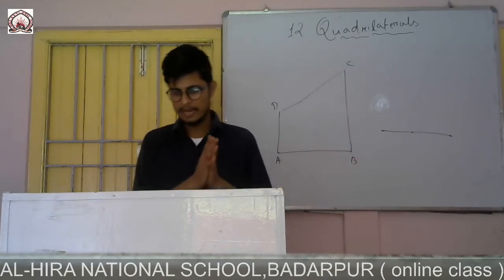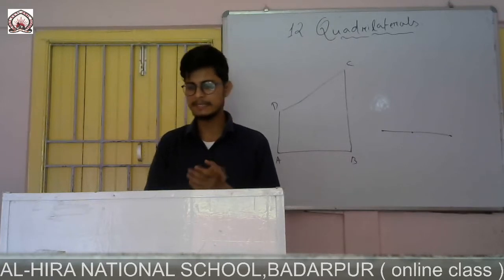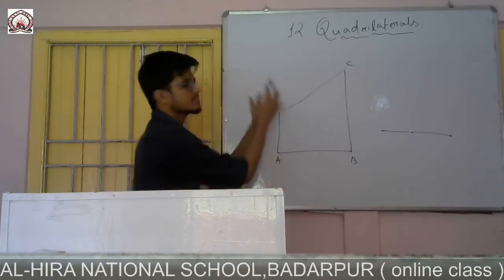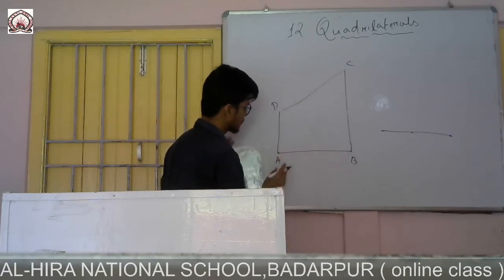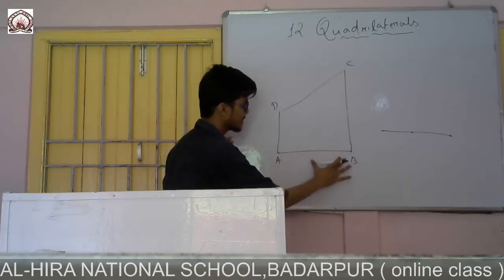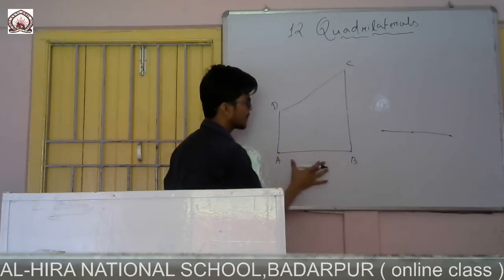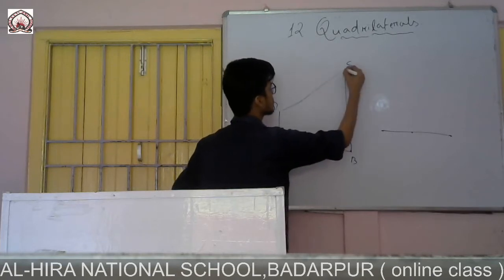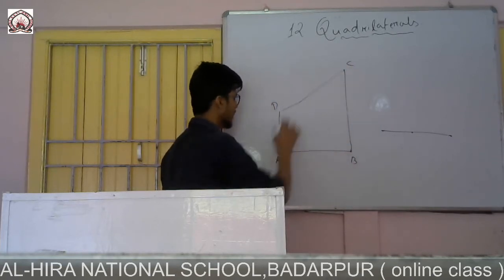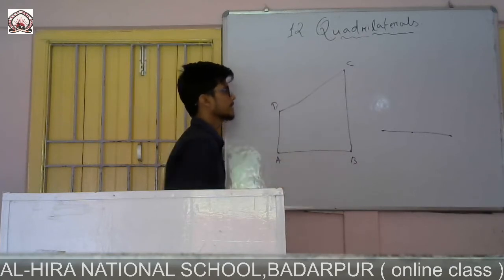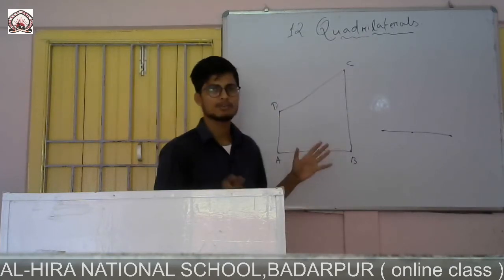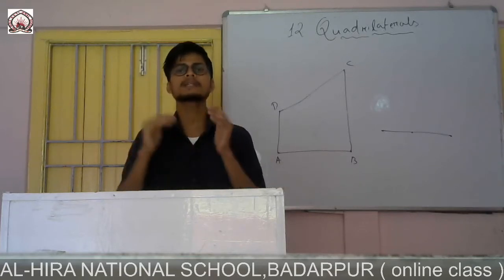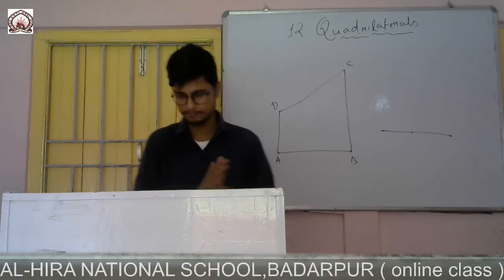And the line segments AB, BC, CD and DA do not intersect except at their end points. They should not intersect each other, only at their end points. For example, AD and AB intersect at A, AB and BC intersect at B, BC and CD intersect at C, and CD and DA intersect at D. So this is their intersection point. The line segments should only intersect at their end points.